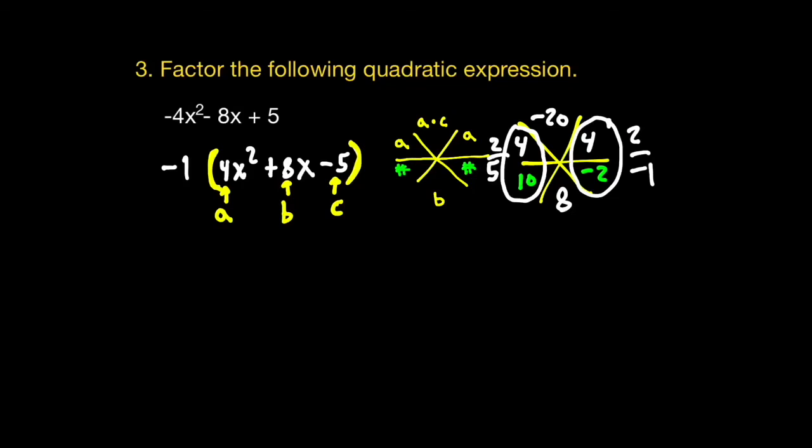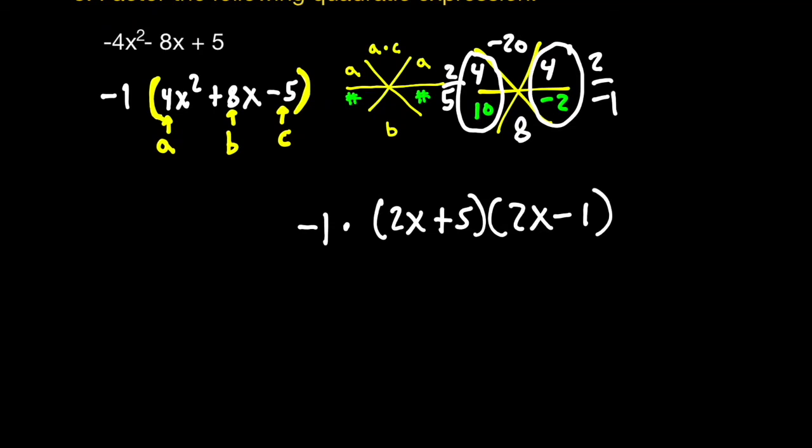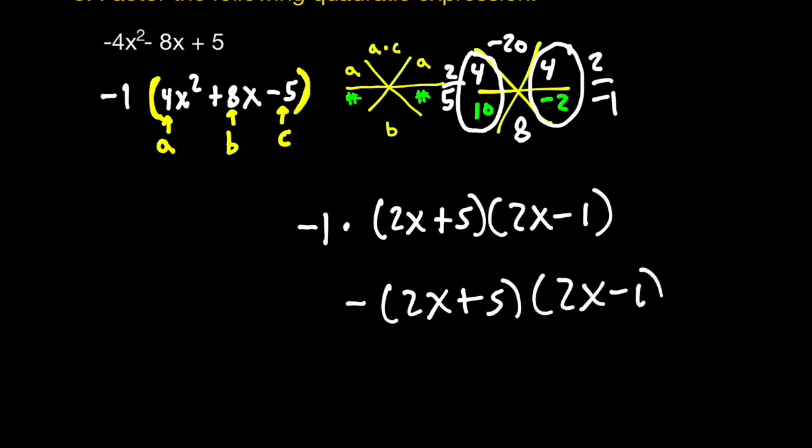Now that I've reduced my quote-unquote fractions, I can rewrite this expression as, we can't forget that -1, and we're going to multiply it by 2x plus 5 multiplied by the 2x minus 1. And simplifying this just a little bit, I can rewrite it as -2x plus 5, 2x minus 1.